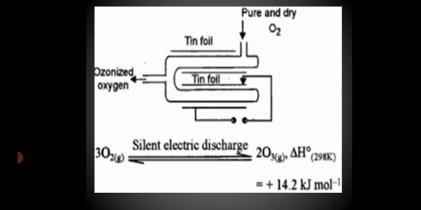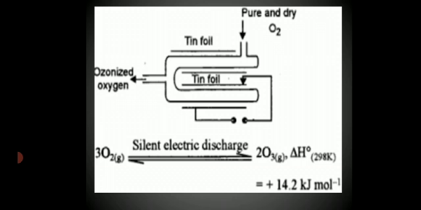Got it? When the current is switched on, silent electric discharge passes through the dioxygen gas present in the annular space and converts it partially into ozone. The mixture of ozone and oxygen thus obtained is called ozonized oxygen, which you can see is coming out of that particular ozonizer and is taken out from an outlet on the other end of the tube. The ozonized oxygen contains about 10 to 15% of ozone. In this way, we are preparing ozone.